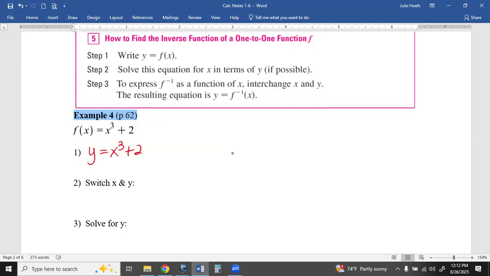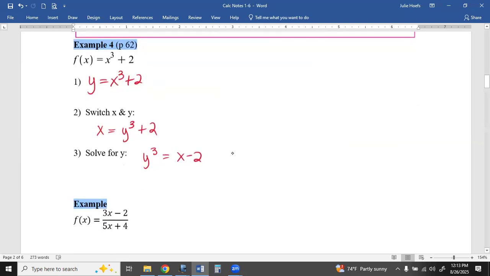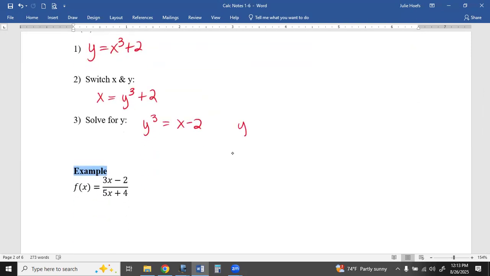These steps up above are telling you to solve for X first and then switch them, right? But I think it works best to switch them first and then solve for Y. Okay, so let's switch X and Y. We put X where the Y is, anywhere there's a Y put an X, anywhere there's an X put a Y. And then we solve that equation for Y. So if I solve this for Y, I get Y cubed equals X minus 2, and then Y is the cube root of X minus 2.